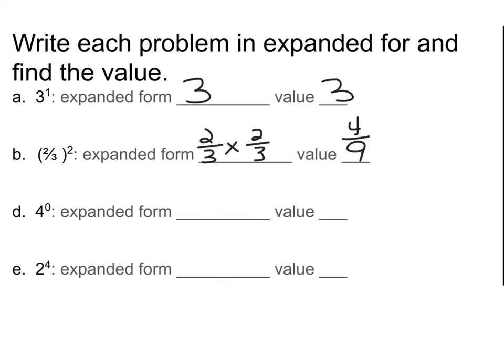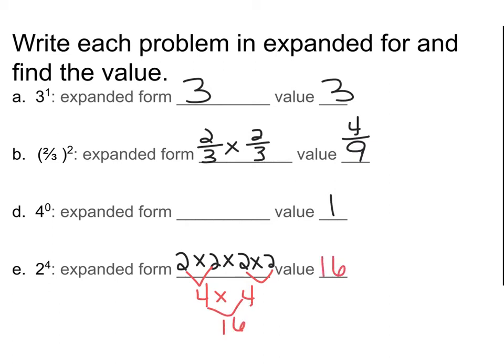Now, when you have 4 to the 0 power, well, there's no expanded form because there's no number. So this would be just a value of 1. And 2 to the 4th power, the expanded form would be 2 times 2 times 2 times 2. So what you're going to do, you're going to multiply it. And I do it different ways, and you could do the same thing. So I do 2 times 2 is 4. And then 2 times 2 is another 4, and 4 times 4 is 16. So the value here is 16.